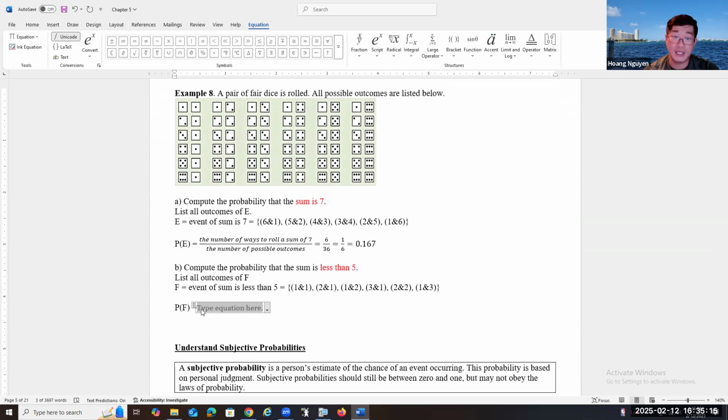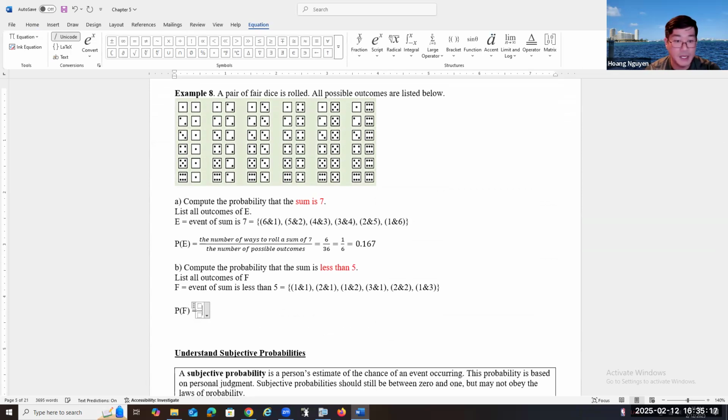So I'm going to use the classical method. It's equal to the number of ways to get a sum less than 5 over the number of possible outcomes.